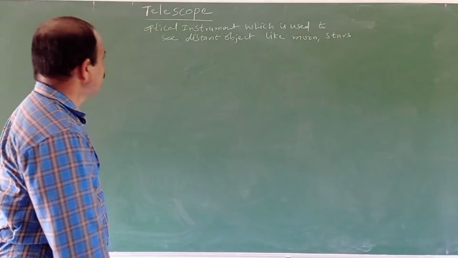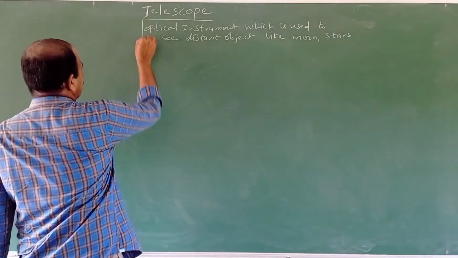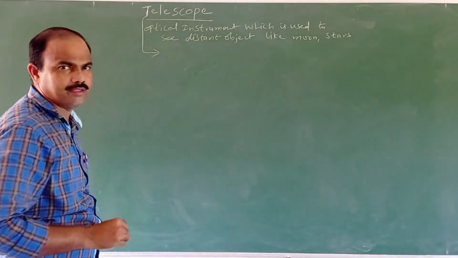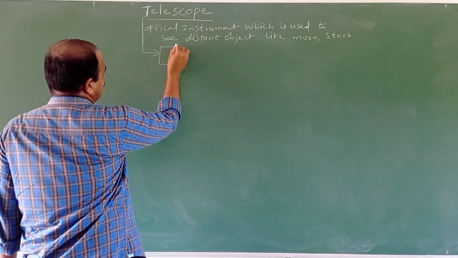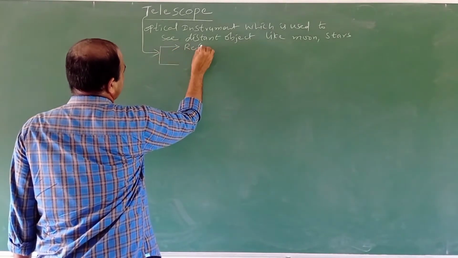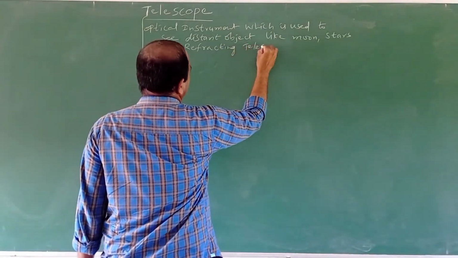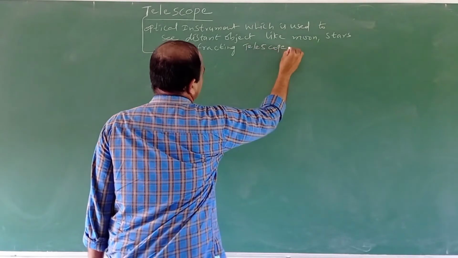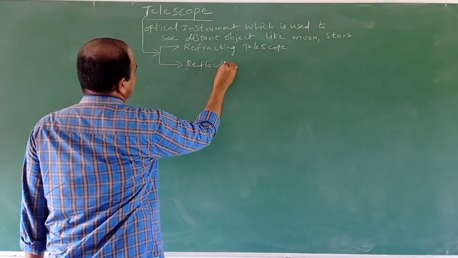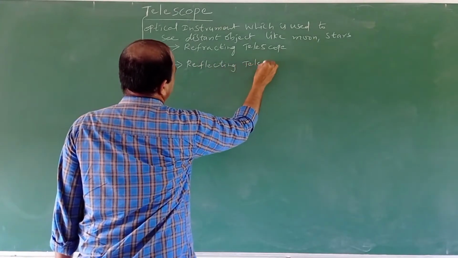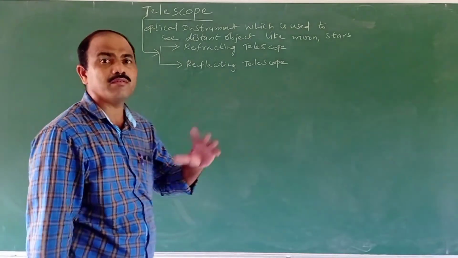But these telescopes are of two types. One is the refracting telescope, another one is the reflecting telescope. So there are two types. The first one is the refracting telescope, and the second one is the reflecting telescope. But basically this telescope can increase the visual angle.